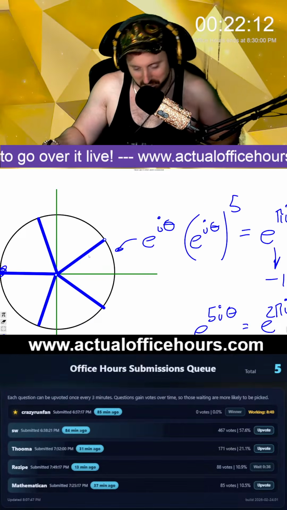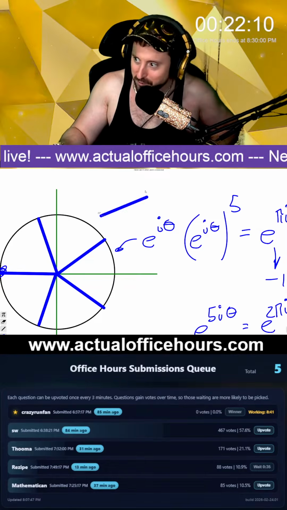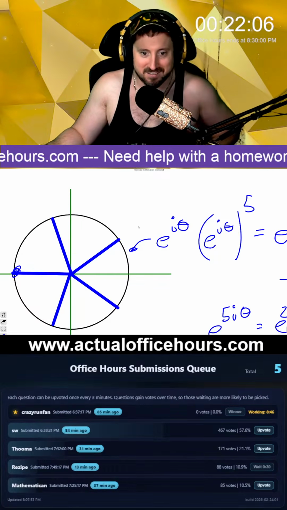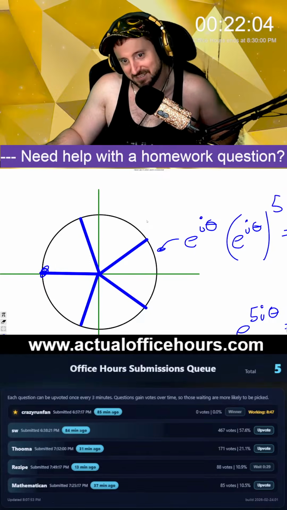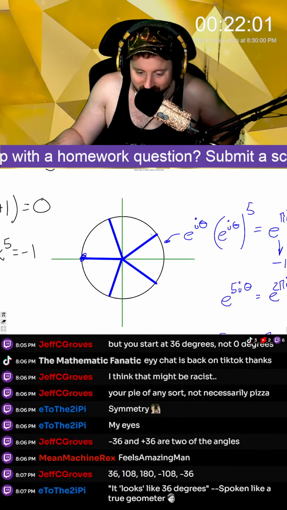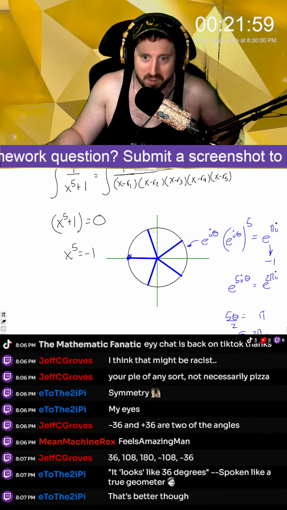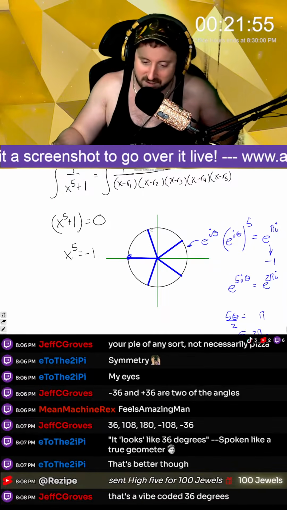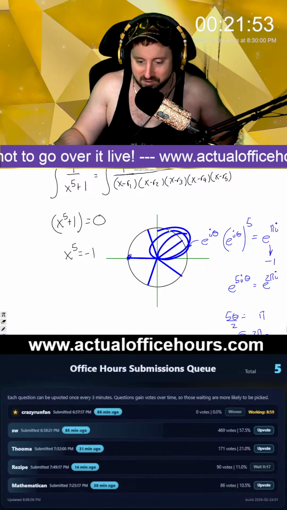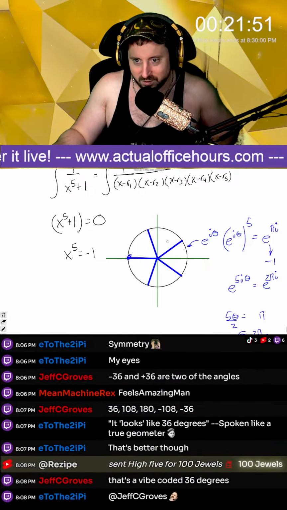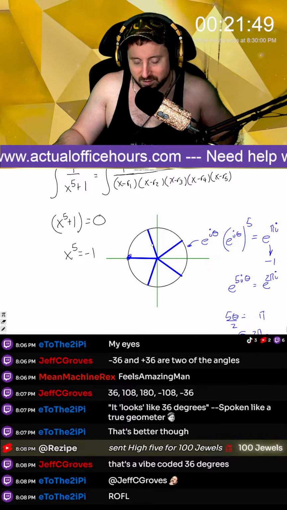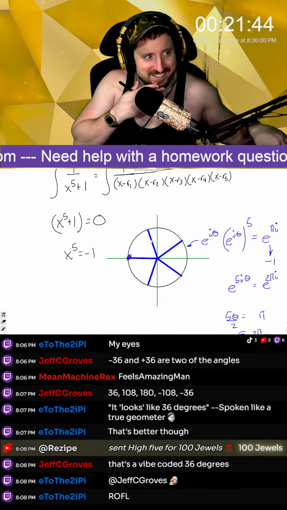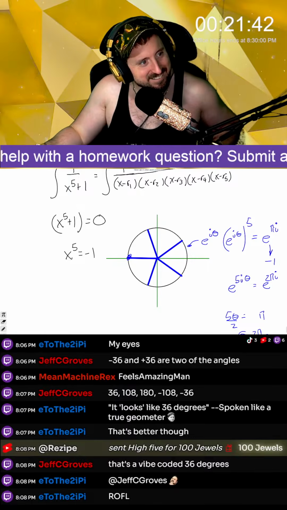Well, I actually have a degree thing. It'll actually tell me what the degrees are. So apparently this is correct. I see, that's better. Okay, great. Because if this gets raised to the 5th power, that's a vibe coded 36 degrees. You just put that image in for.